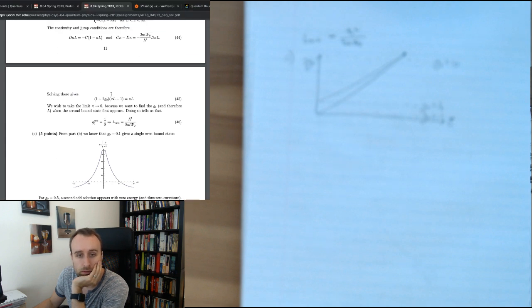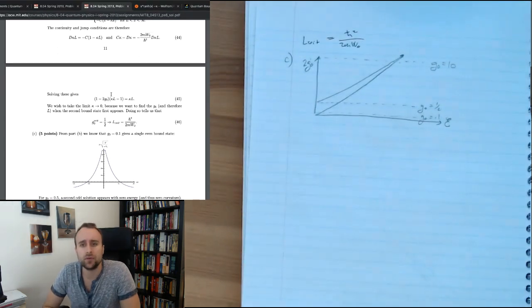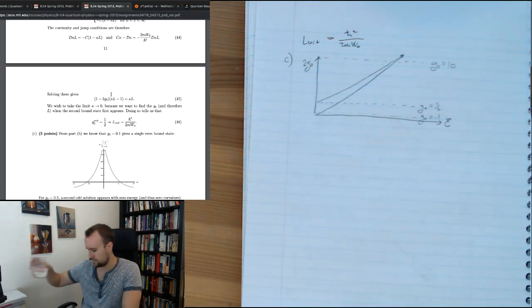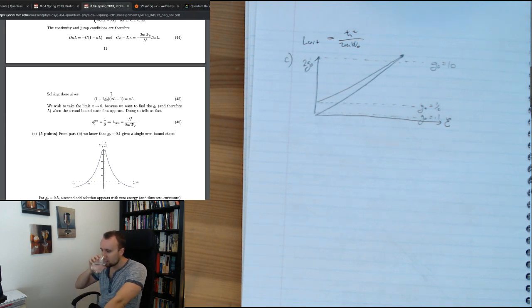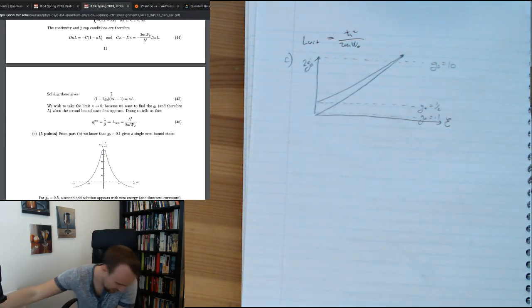Oh. Wait, what? From part B, we know that G naught equal to 0.1 gets an even bound state.